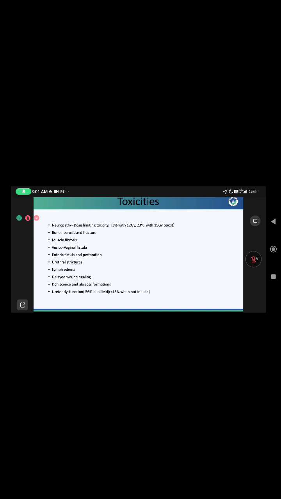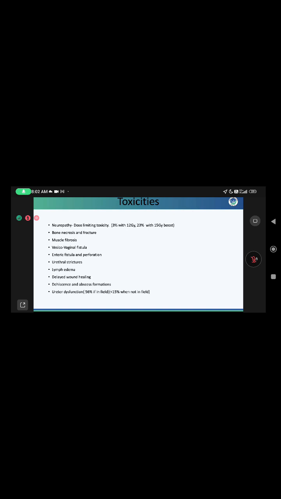Around 3% is the incidence of neuropathy with 12 gray, and when we increase the dose to more than 50 gray, the incidence of neuropathy goes on increasing. Bone necrosis and fracture can be prevented by using shields, especially in breast malignancies. Muscle fibrosis occurs, and in GI we should be careful about the bowel and retract the small bowel as far away from the field as possible. Vesicovaginal fistulas, enteric fistulas and perforation have been reported in gynec malignancies.